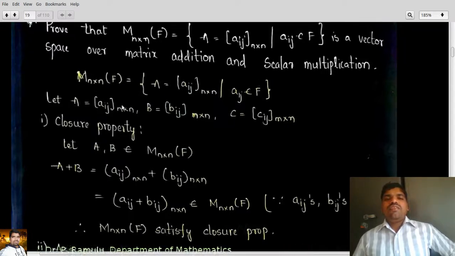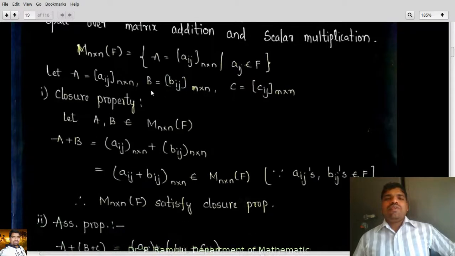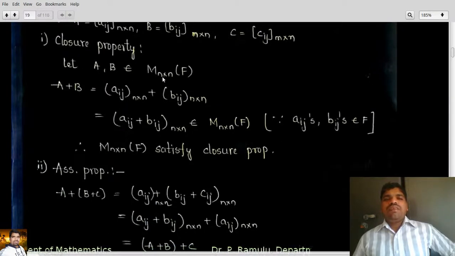So I am taking A equal to Aij, B equal to Bij, C equal to Cij. First, the closure property. Let A, B belong to M n cross n over F. Then A plus B equals Aij plus Bij, which by matrix addition is adding the elements, so Aij plus Bij, n cross n. Since Aij and Bij belong to F, Aij plus Bij also belongs to F. So this element belongs to M n cross n over F. Therefore M n cross n over F satisfies the closure property. We just take two elements belonging to M n cross n over F.